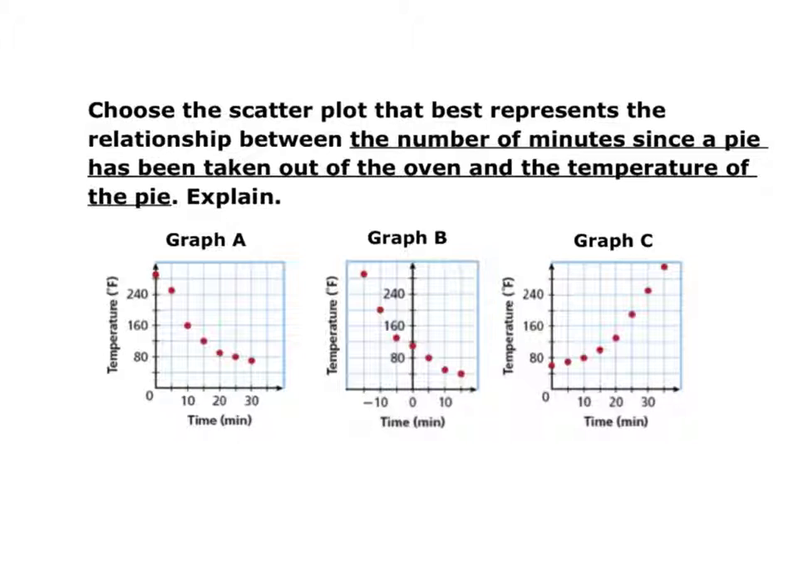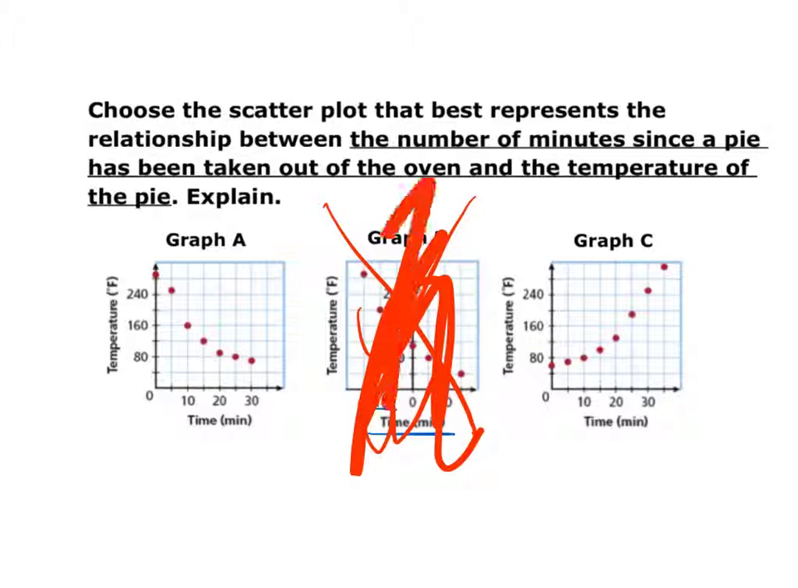Moving on to Graph B, we see another negative. And since the axis is time, people know that time never goes into the negatives. So, right off the bat, that is a big no. You don't want negatives in time, years, or age.